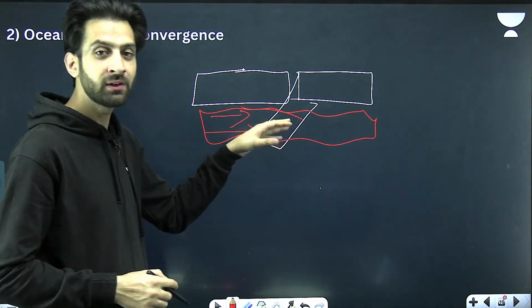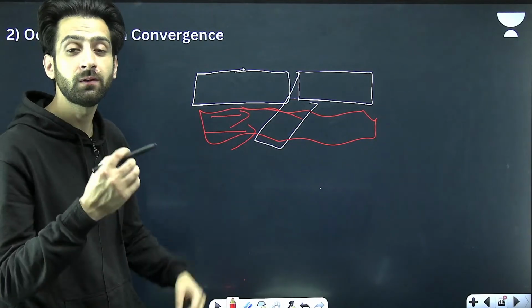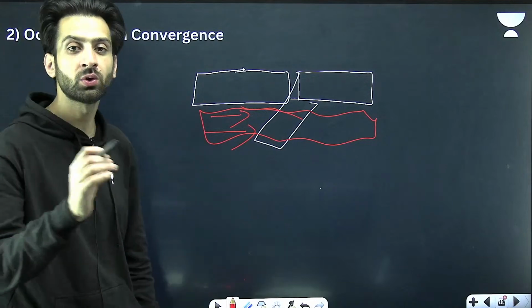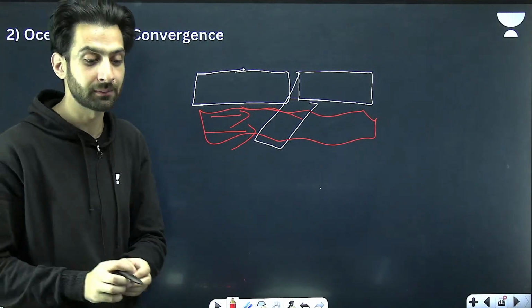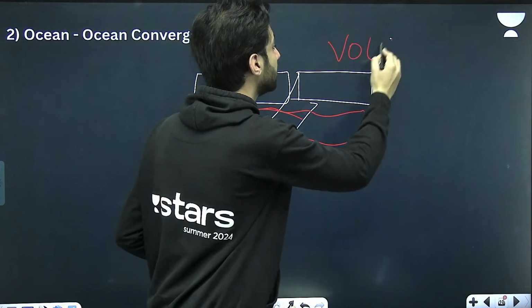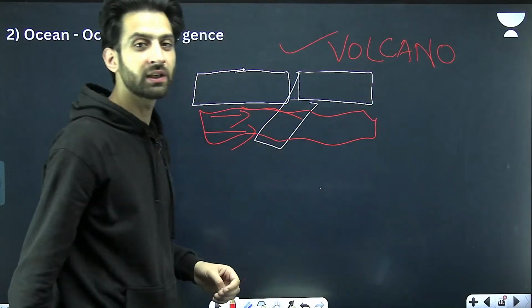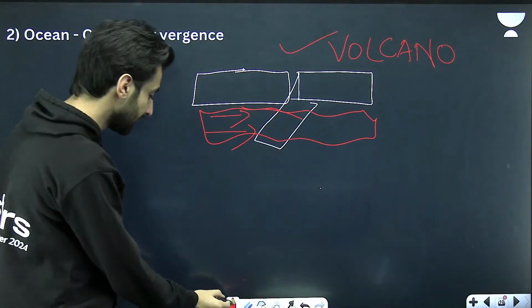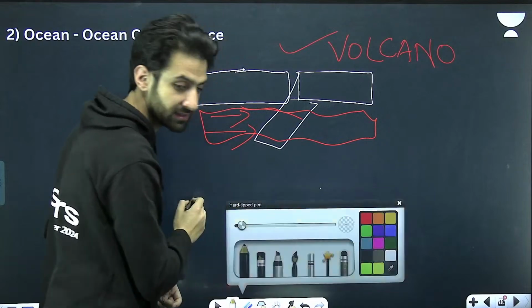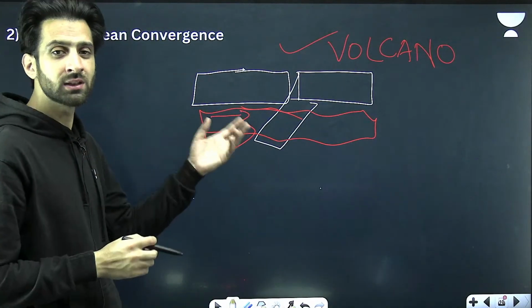So the melting of this part will result in the formation of volcanoes. So one thing for sure is that volcanoes will be there. Presence of volcanoes is there. As I mentioned, there is something that will not be there. Tell me in the comments what is that. Volcanoes will be there. Number two, will the earthquakes be there?